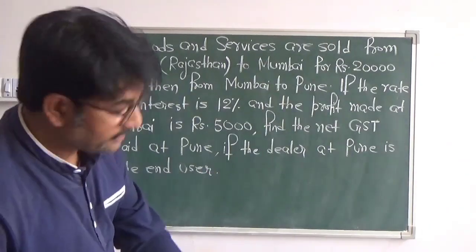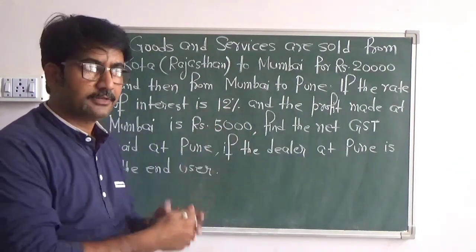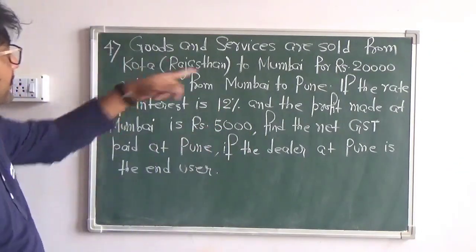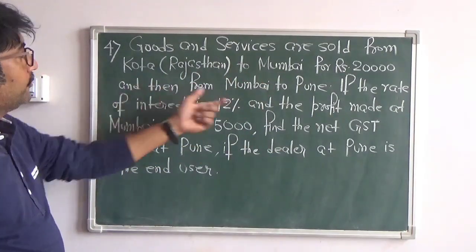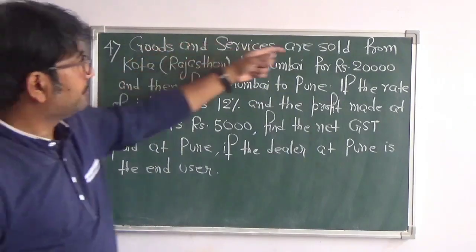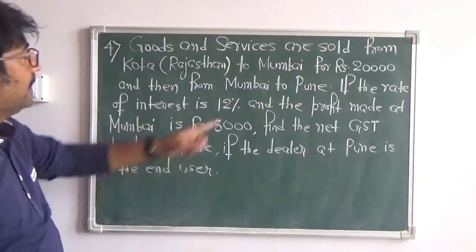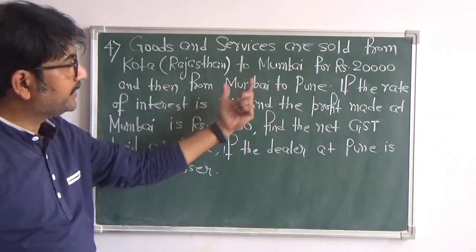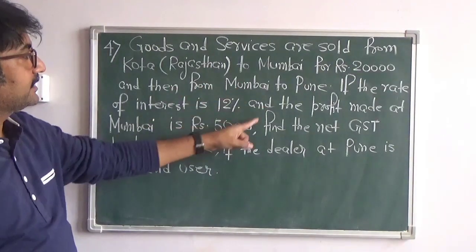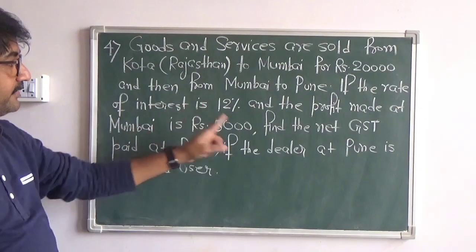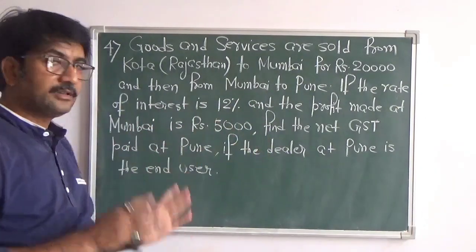So this is the question, and because the board is not big enough, I have already solved the question on paper. I will just note it down and explain the answer to you. Goods and services are sold from Kota, Rajasthan to Mumbai for rupees 20,000 and then from Mumbai to Pune. From Kota to Mumbai it is obviously an interstate transaction, mind it. From Mumbai to Pune, the same state Maharashtra, so this is intrastate. If the rate is 12% and the profit made at Mumbai is rupees 5,000, then find the net GST paid at Pune if the dealer at Pune is the end user.